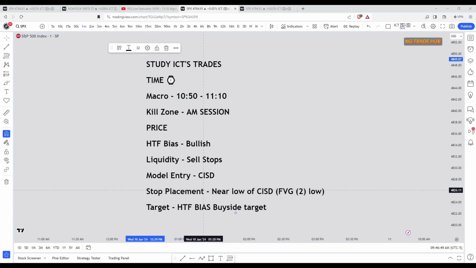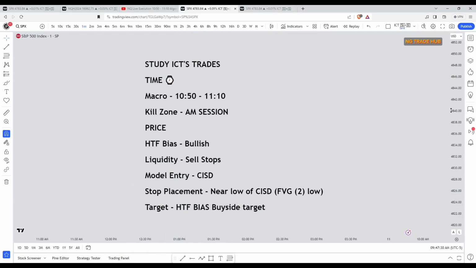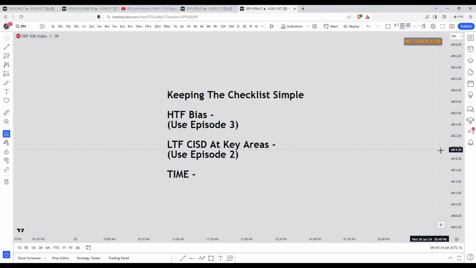So he was trading a change in the state of delivery. Stop placement was near the low of the change in the state of delivery, and he was targeting the higher time frame bias. So that's going to be it for reverse engineering ICT's trade. I have a little checklist for you guys. Keep it simple. That'd be my best tip for you guys.